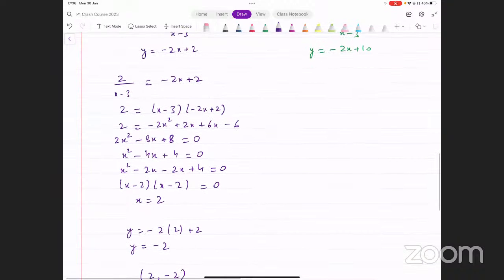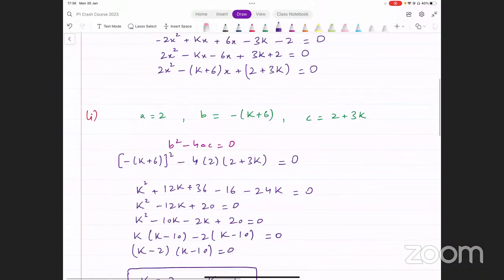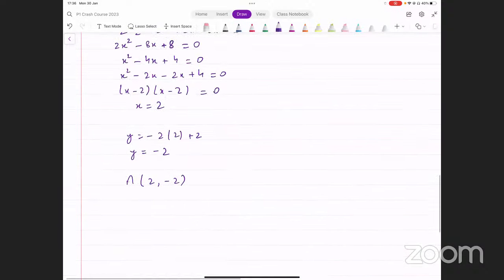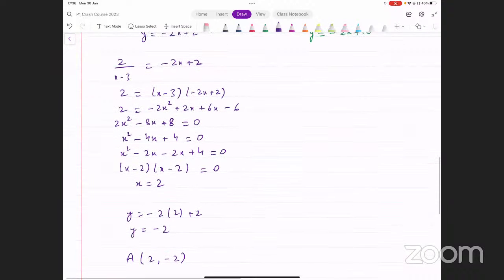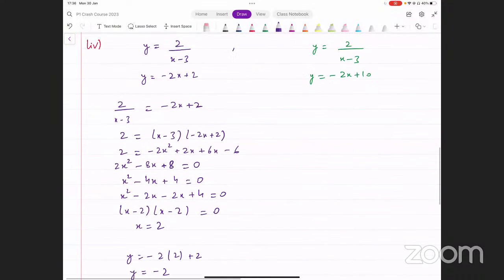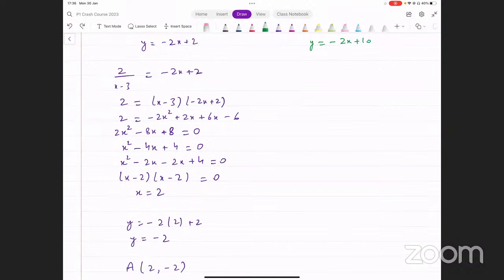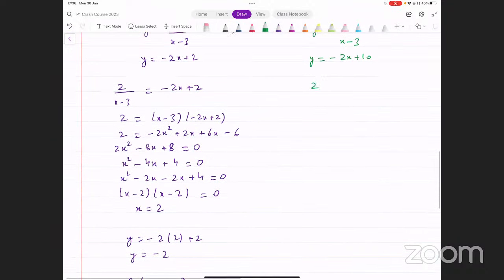That's 1 point. Now, we are not specified which one of them is A, which one of them is B. We can call any of them A and any of them B. Let's call this A. Okay, let's do the other one now. Let's solve this simultaneously. This gives us 2 over x minus 3 equal to minus 2x plus 10.